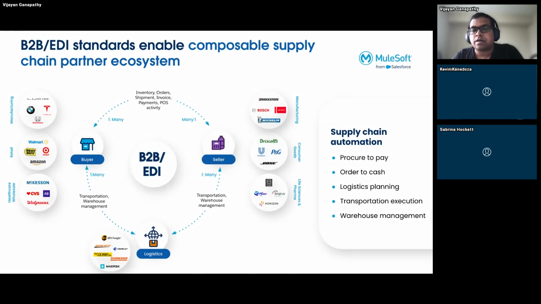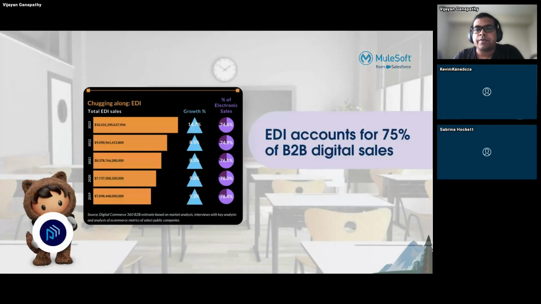So that is going to be the crux of today's conversation. Before we get into the weeds of today's session, just some statistics that were released by Digital Commerce 360 a couple of weeks ago. EDI, or electronic data interchange standards, account for more than 75%, or close to 75%, of the total B2B orders across several industries. So that's a huge number.